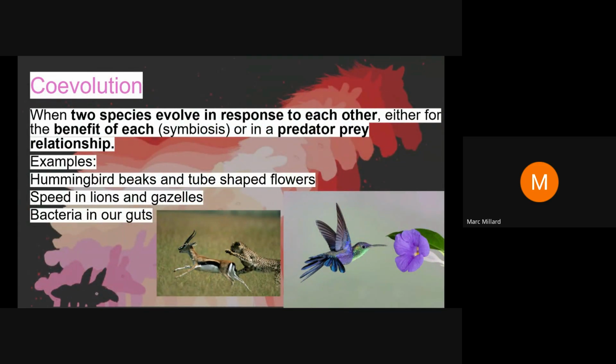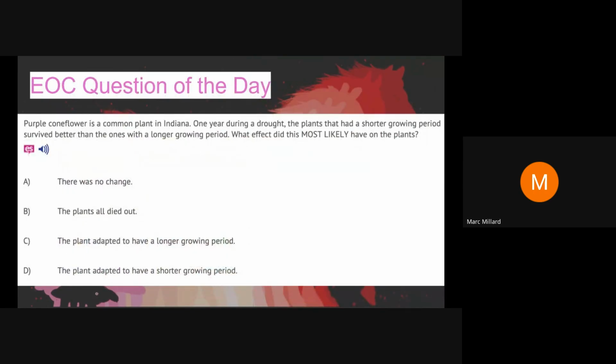This is when two species evolve in response to each other, usually because it benefits each of them, like in symbiosis or in a predator-prey relationship. Examples, again, hummingbird beaks match the tube shape of flowers, and then lions over time have gotten faster because gazelles have gotten faster. So here's your EOC question of the day.